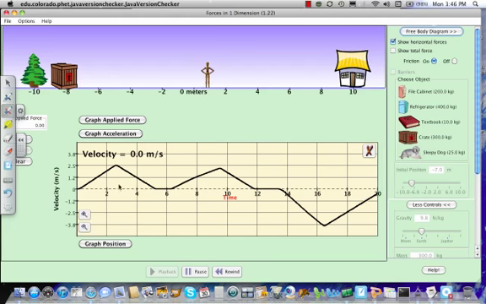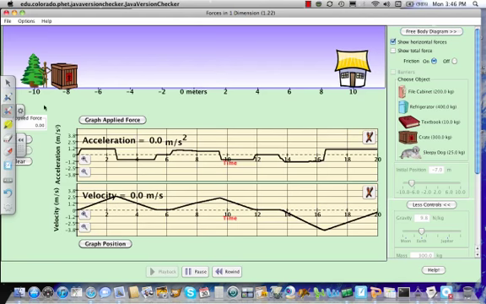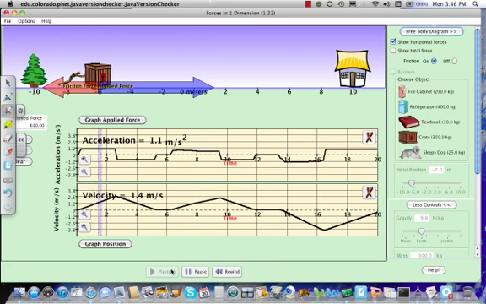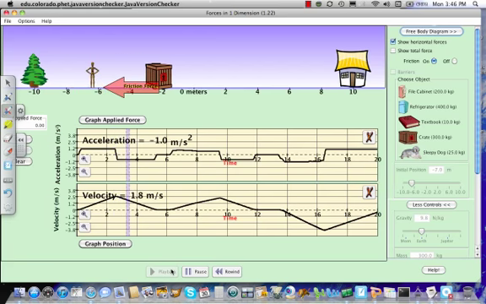If I were to graph, instead of just the velocity, also the acceleration, it's worth seeing this again. When I'm applying an applied force that's bigger than the friction force, the net force is to the right, and therefore the acceleration was positive. But then when friction is all by itself, the net acceleration is negative, and the velocity decreases.